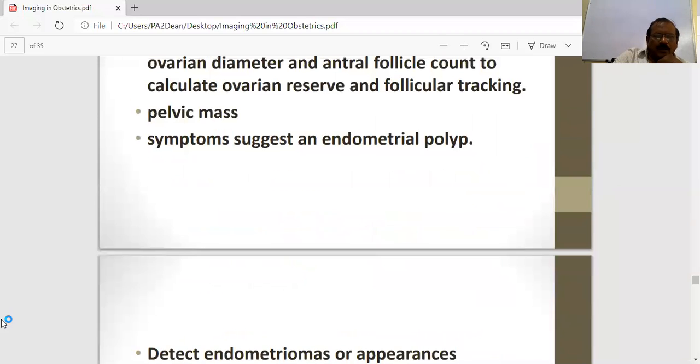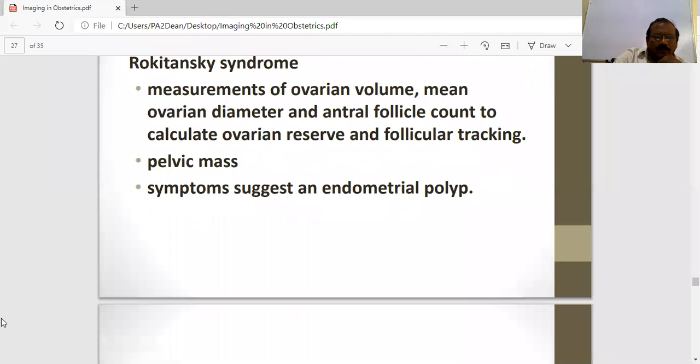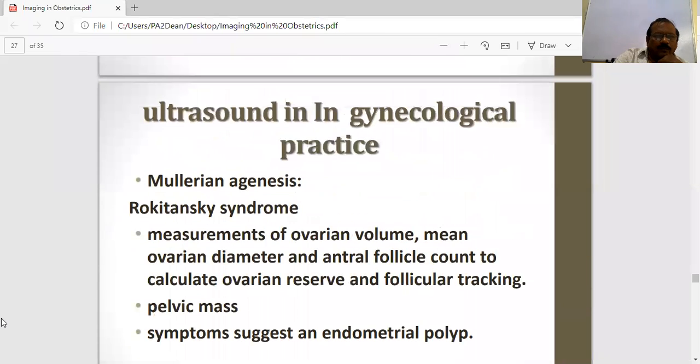Coming to ultrasound in gynecological practice. In gynecology, Mullerian agenesis, that means Rokitansky syndrome, and measurement of ovarian volume, mean ovarian diameter, and the antral follicle count to calculate ovarian reserve, and follicular tracking, and pelvic masses can be identified by ultrasound.